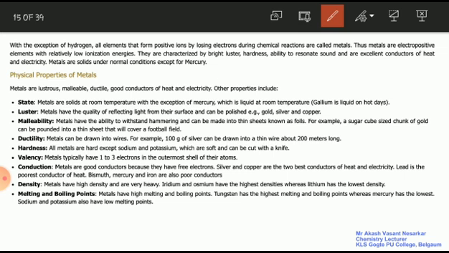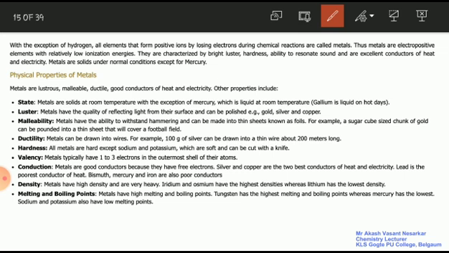Hardness. All metals are hard except sodium and potassium, which are soft and can be cut with a knife. Valency. Metals typically have 1 to 3 electrons in the outermost shell of their atoms. For example, lithium, magnesium, calcium, sodium. That is about the valency.